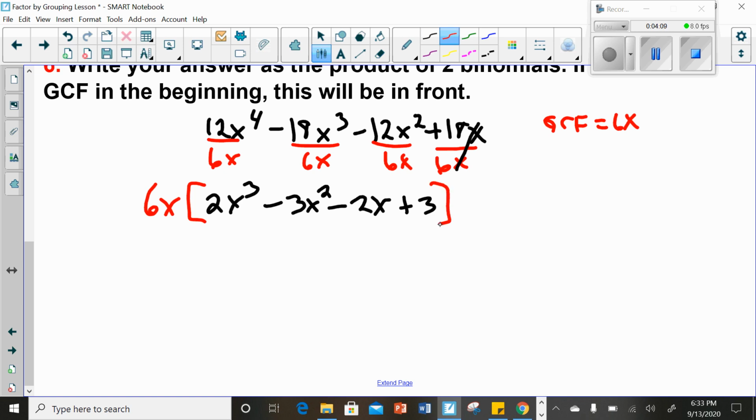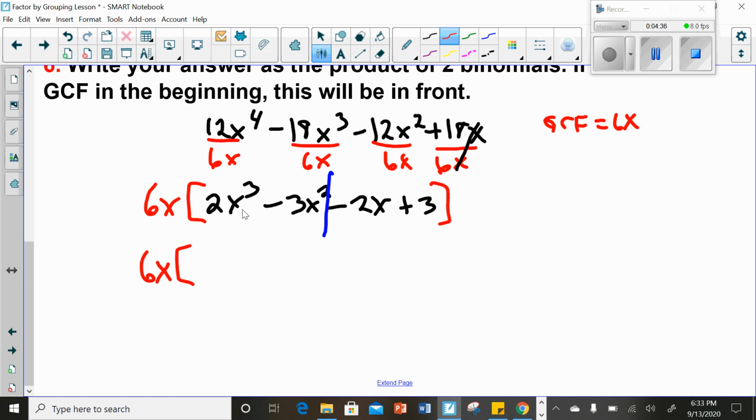So then the next step said to divide it into 2 groups of 2. You've got to split it and keep the sign with the term. So when we split it here, notice that I kept the negative with the 2x. Then I'm going to factor out the GCF from this group and pull it out in front. Mind you, this is still going to be in front. So my 6x is going to be in front.